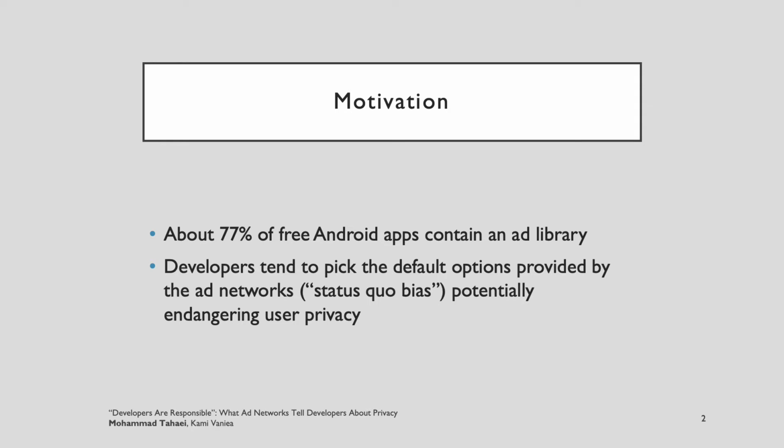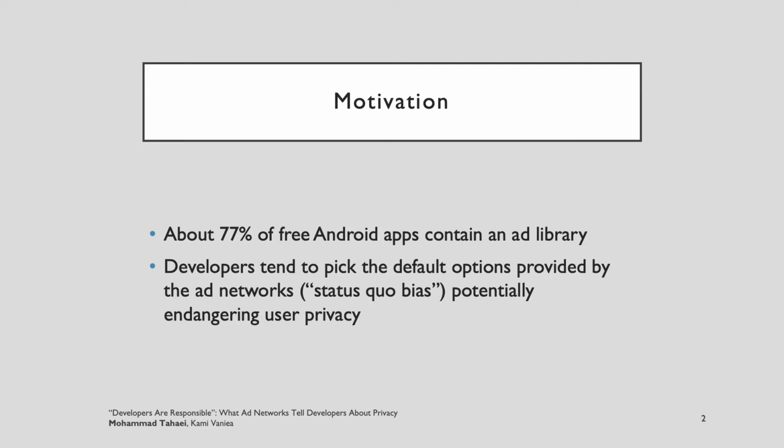The motivation behind this work comes from massive data collection by ad networks through mobile apps. For example, about 77% of free Android apps contain an ad library, and prior work shows that developers tend to pick the default options provided by the ad networks, potentially endangering user privacy.